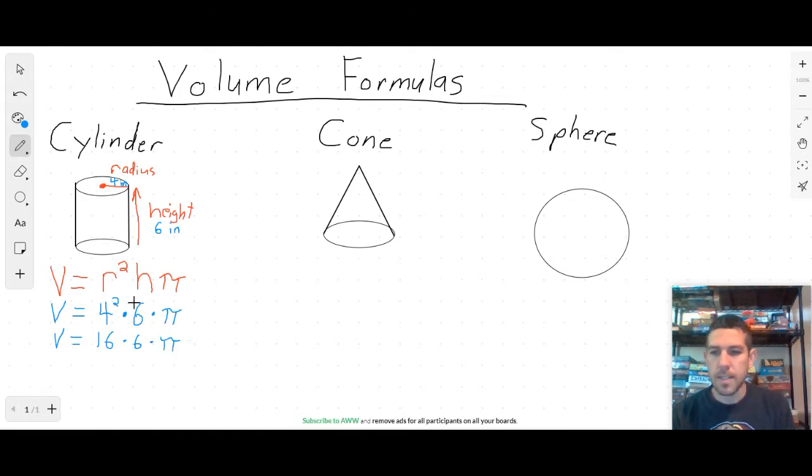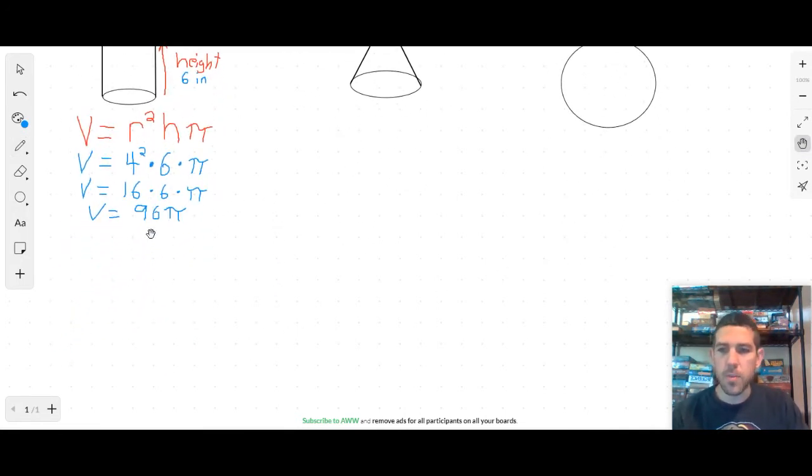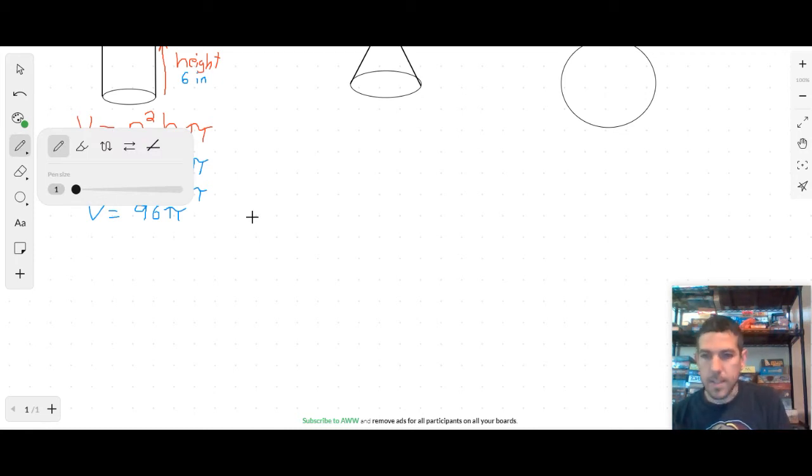16 times 6 is 96. So 96 times pi. I'm going to write it just like this for a moment. Right now, I've figured out that volume is equal to 96 pi. That would be an answer in terms of pi. The reason I'm leaving it like that is a lot of multiple choice questions will leave this as your final answer. Sometimes you'll see it written like that, so I'm going to write down possible final answer.